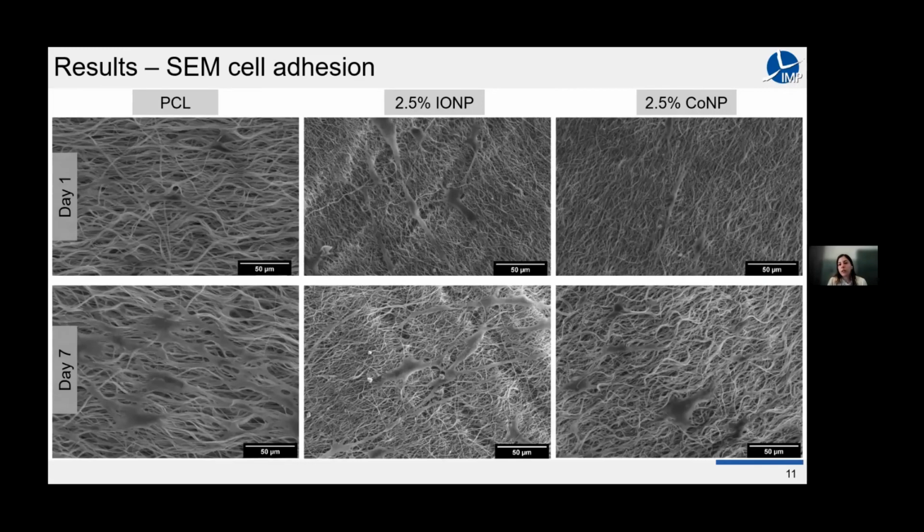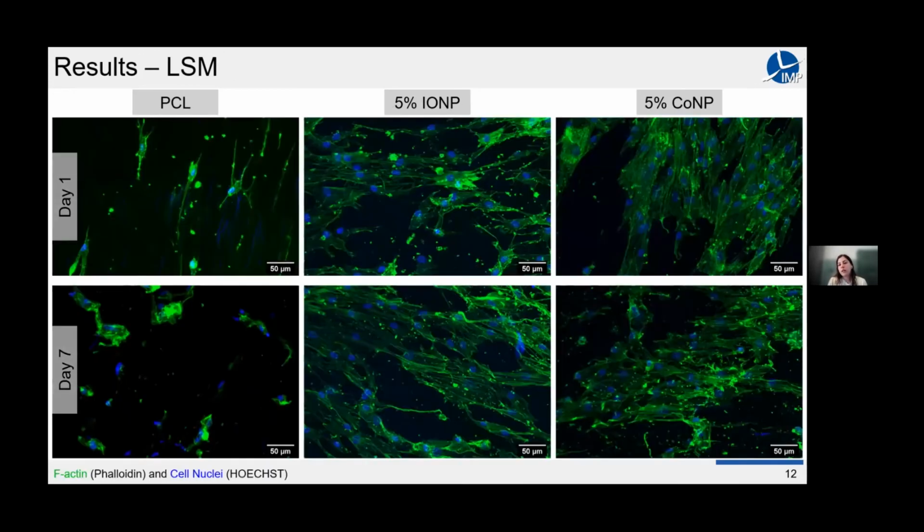After, we check the cell seeding on the scaffolds, and here you see the cell adhesion on day 7 for the different types of scaffolds. The cells look more extended in the scaffolds with the magnetic nanoparticles. We also proved this with laser scanning microscopy, where we can see that the cell interaction is apparently better in the scaffolds that contain the magnetic nanoparticles in comparison with just polycaprolactone.